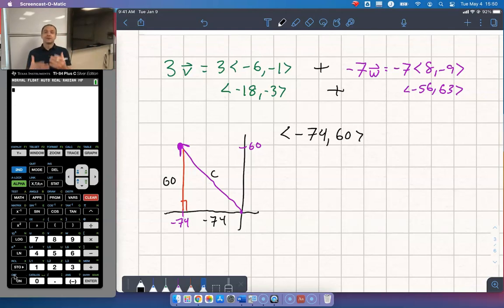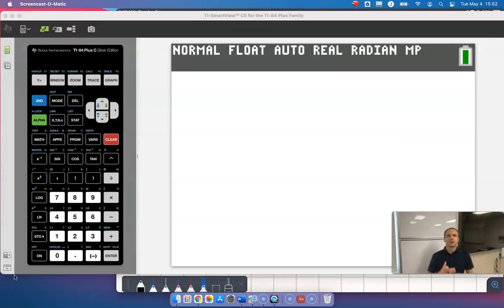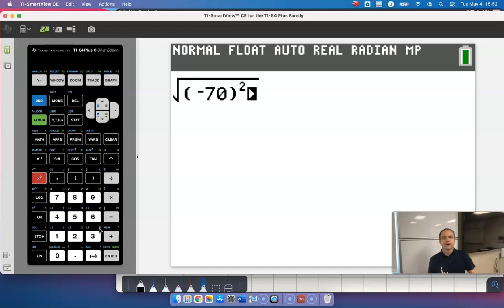Magnitude is the hypotenuse of the right triangle for the vector. It's the force of the vector. It's the length of the hypotenuse. So the magnitude equals the square root of negative 74 squared plus 60 squared. Let's pull up our calculator because there have been some issues in the past. When you're typing this in, the negative number needs to be put in parentheses. So negative 70 in parentheses, squared, plus 60 squared.